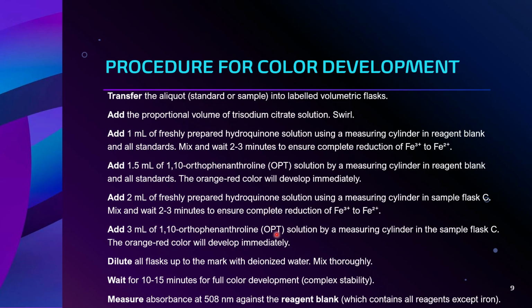After doing all these things, you need to make up the volume of all the volumetric flasks, and then wait for about 10 to 15 minutes for maximum complexation. Then you have a reagent blank, 4 standards, and one sample flask C. Measure the absorbance at 508 nanometers for all the solutions using the reagent blank as your blank.